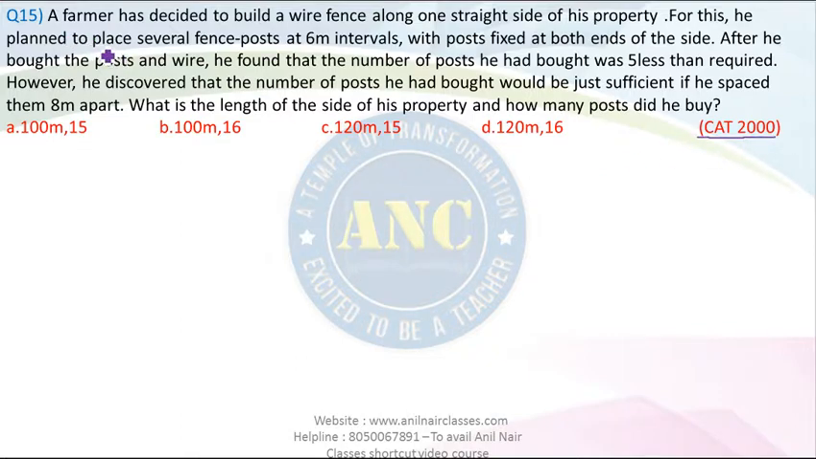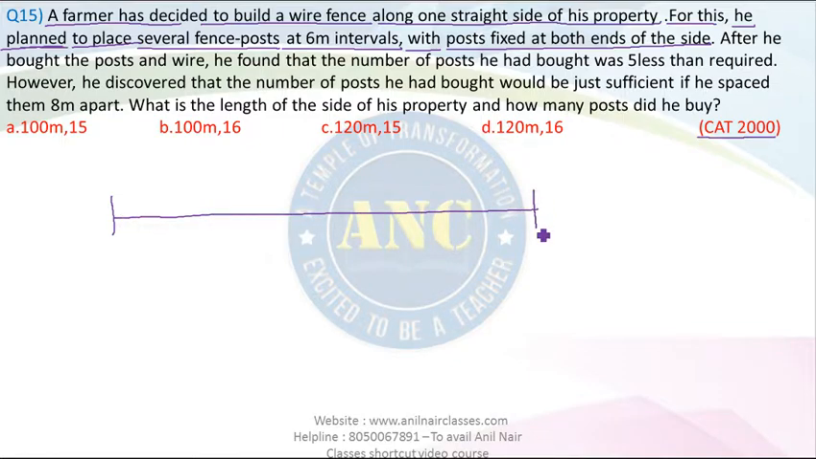The first statement says, a farmer has decided to build a wire fence along one straight line of his property. That means a farmer is having a property. He has decided to build a wire fence along one straight line out of his property. Now, for this, he planned to place several fence posts at 6 meters intervals with posts fixed at both ends of the side.